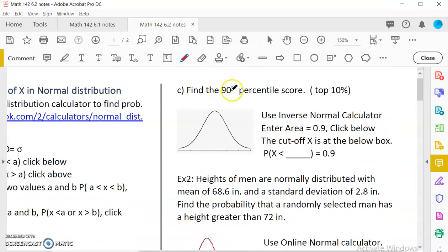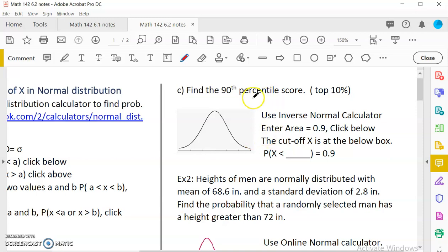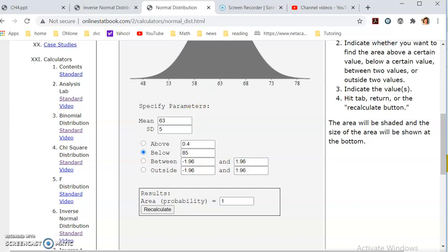So find the 90th percentile score. So this is 63. So what is the score that is at 90th percentile? So this is the cutoff, right? Is x value. Percentile is percent, right? So we can roughly say this is the percent, 90%. We know half of it is 50, so 90 must be on this side. So we want to know what x is. This is inverse normal. Do you agree?